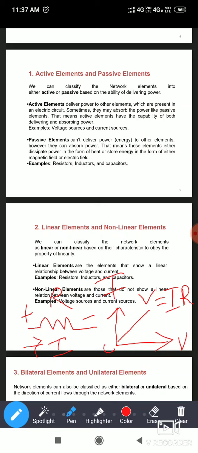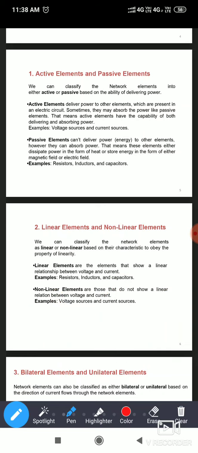That will be the linear, and this will be called the origin of the graph. So if you are plotting the relationship of voltage and current across that particular element, if it is linear, that is a straight line passing through the origin, then that element is called what? Linear element. Do you understand? So it is applicable for resistor, it is applicable for inductor, as well as for capacitor.